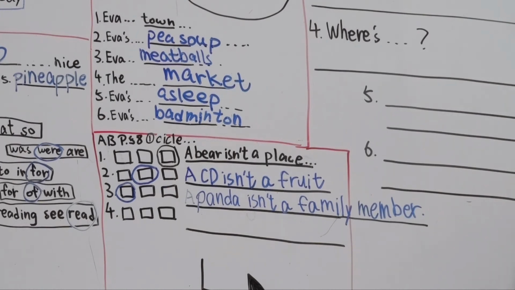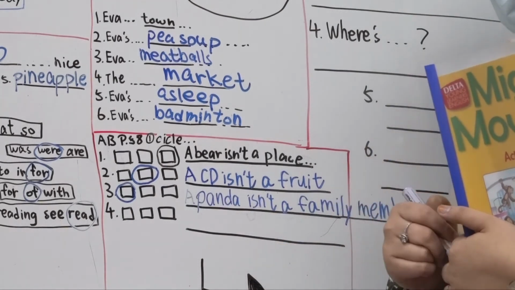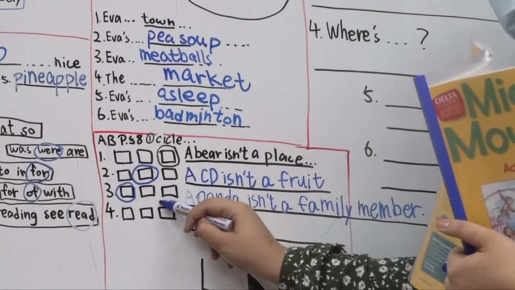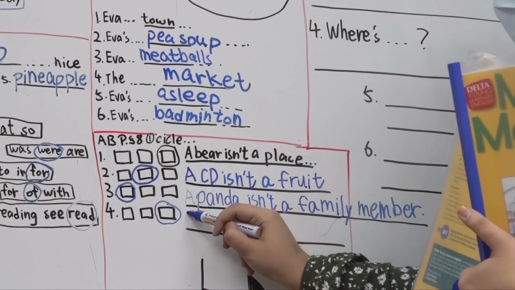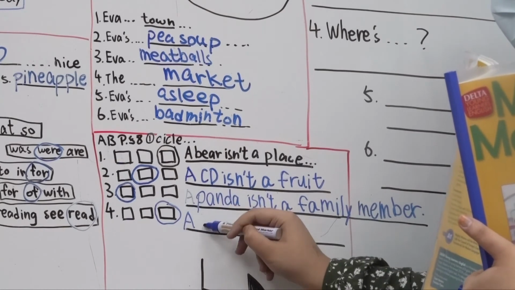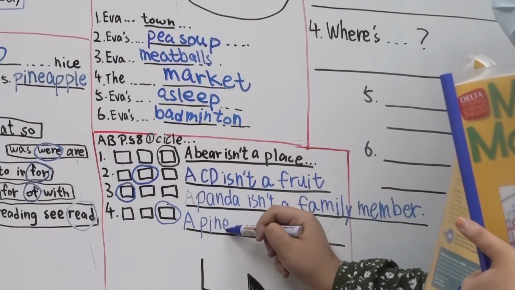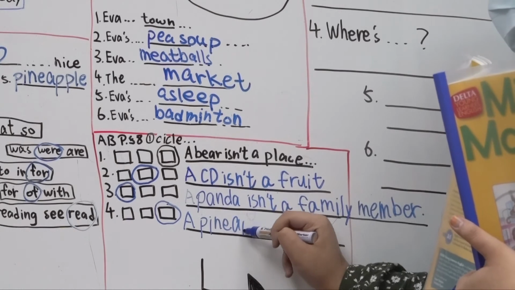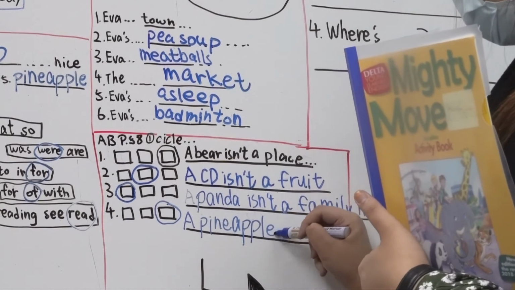Alright, let's go. Number 4, picture number 1 and 2, you will see both of them are drinks, right? One, let's say one is tea and one is coffee, and the third one is pineapple. So the odd one is, of course, pineapple, right? So why pineapple is the odd one? Remember how to spell pineapple? How to spell pineapple? P-I-N-E-A-P-P-L-E.